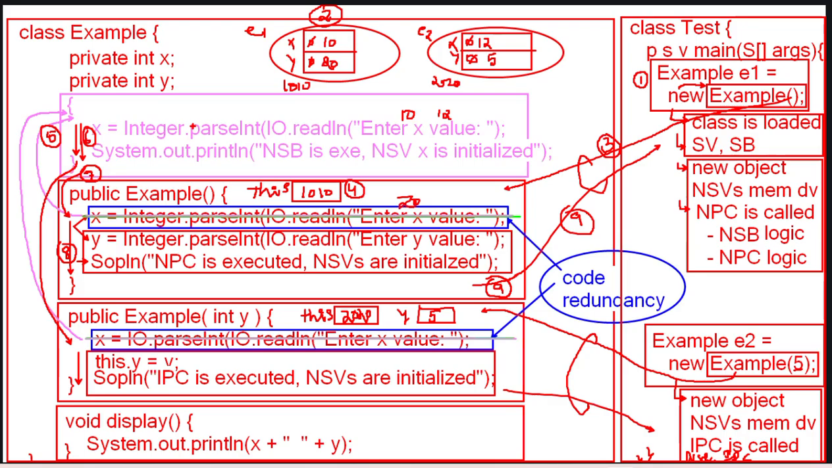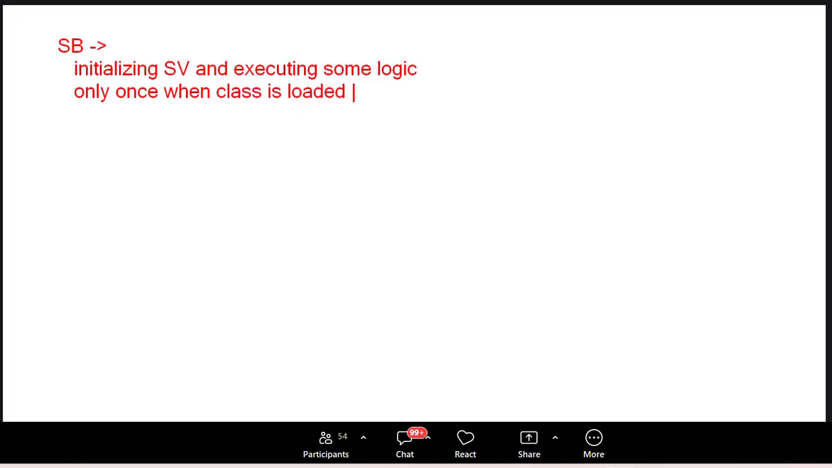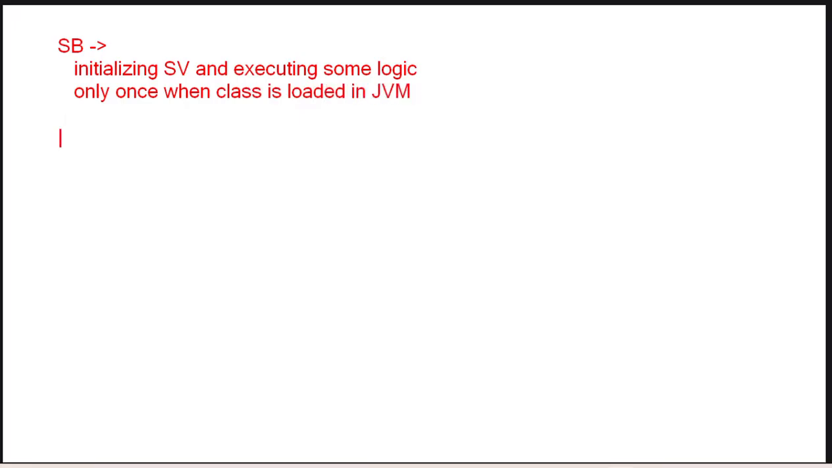Okay, we completed static block and non-static block. Final conclusion, tell me. Static block is used for initializing static variables and executing some logic only once when the class is loaded into memory.